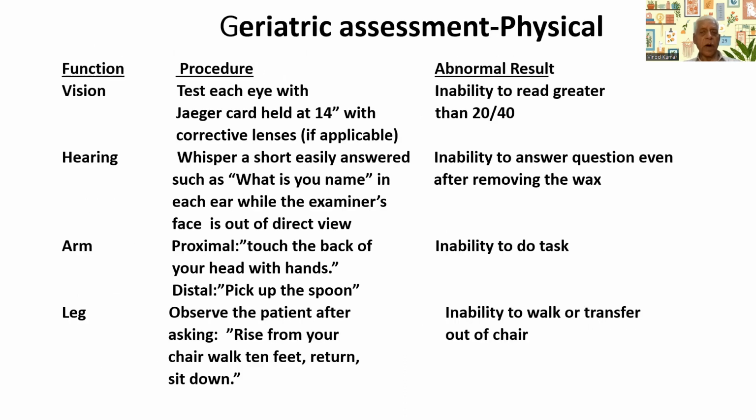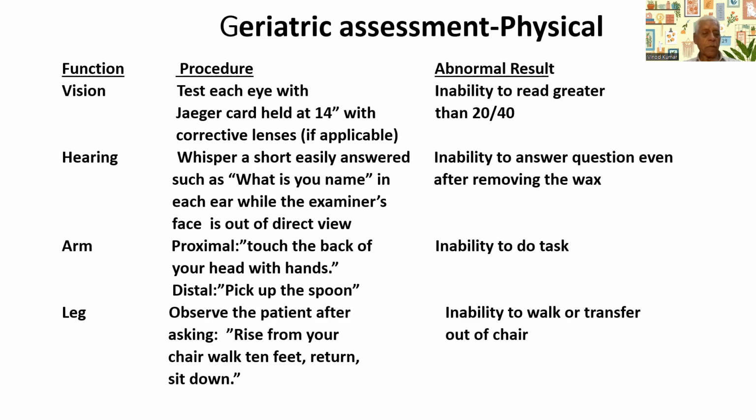Now, this is the first part of geriatric assessment, that is the physical part. So we can test the vision by holding a Jaeger card 14 inches away from the eyes. And if there is an inability to read greater than 20 by 40, the result is abnormal. For hearing, again very simple, whisper a short, easily answered question such as, what is your name, in each ear while the examiner's face is out of direct view. And if the individual is unable to answer questions even after removing the wax, it is abnormal.